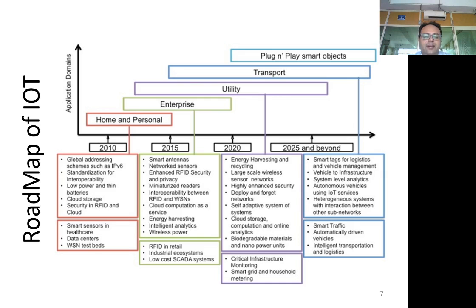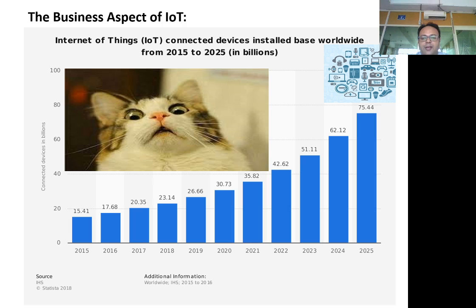We are going to see so many things get connected with the internet, like smart traffic systems, auto car driving, and intelligent transportation and logistics systems, where we are going to see the concept of plug and play smart objects, right? So here there are some statistics which will help us understand our future, which is going to be surrounded by all different types of IoT devices.